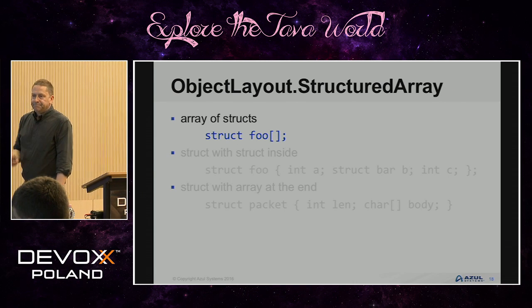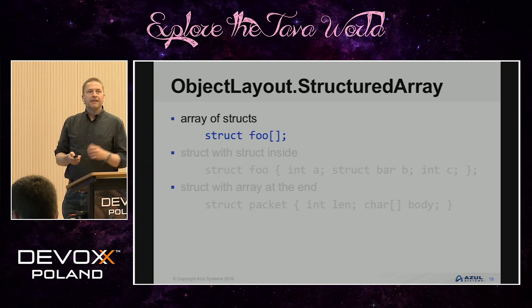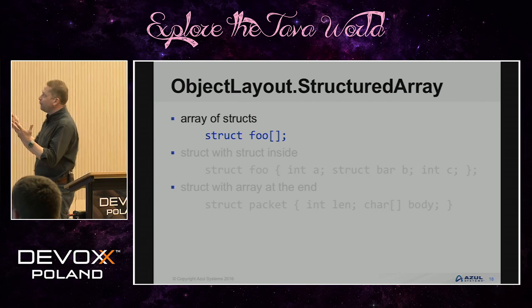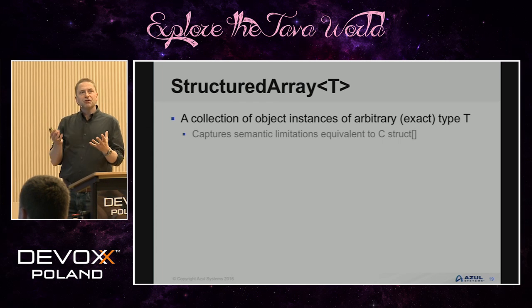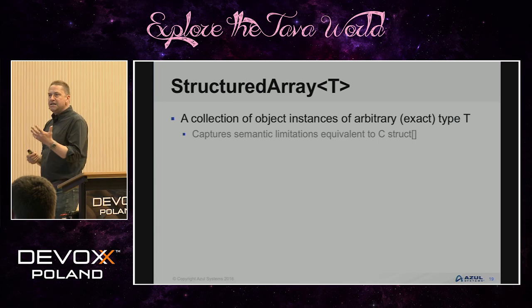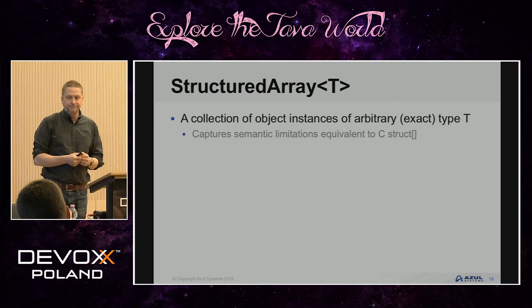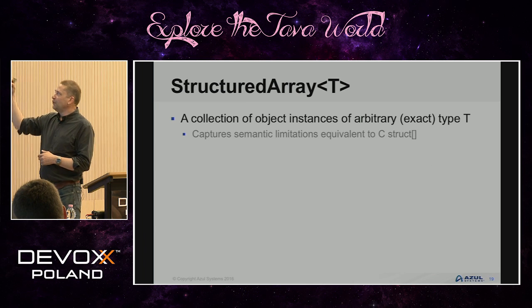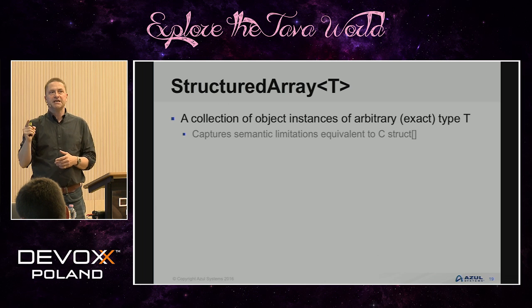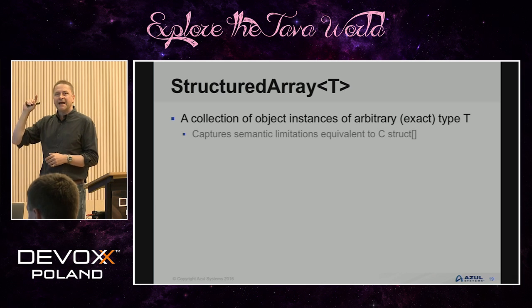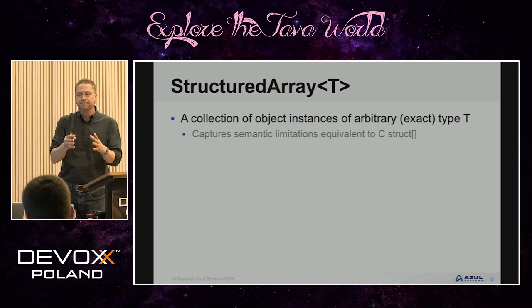Let's look at how this works then. So let's look at the idea of an array of structures. And what we've done is to create the appropriately named class called structured array. Right. Now, a structured array, because it's a collection, is a generic class. So it has a type associated with it, the type of objects that you want to store in there. And what we have here is a collection of object instances of an arbitrary type, but an exact type T. Now, that's very key here. We're talking about an exact type, not types and subtypes, only the type T.